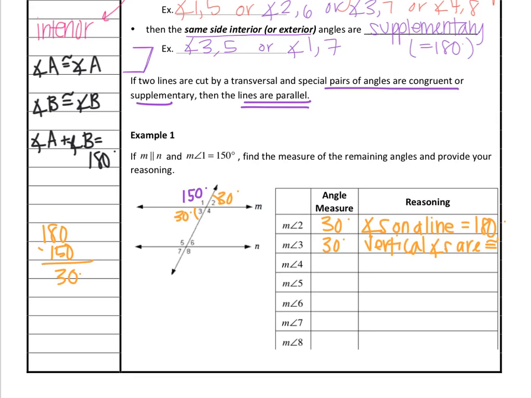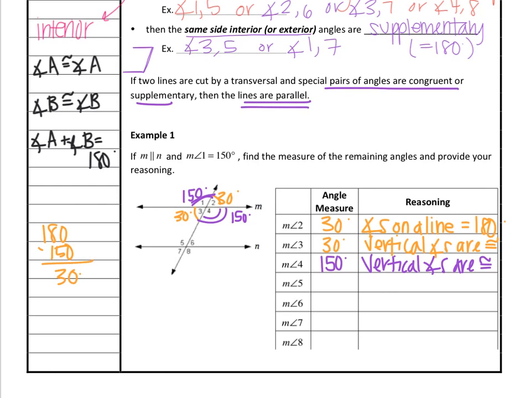Okay, then we got angle 4 over here. Angle 4 is opposite of angle 1. I'm going to put 2 arc marks here because it's different than the 30-degree angle. Angle 4 must also be 150 degrees. And we can just repeat our reason here. Vertical angles are congruent.